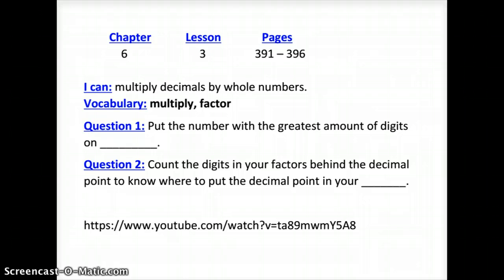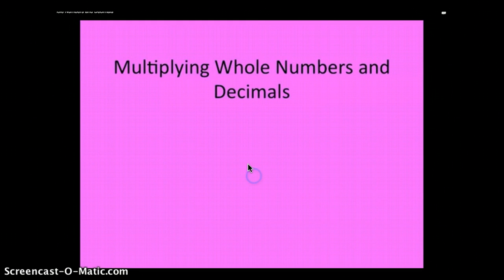Question 1. Put the number with the greatest amount of digits on blank. Question 2. Count the digits in your factors behind the decimal point to know where to put the decimal point in your blank. Whole numbers and decimals.